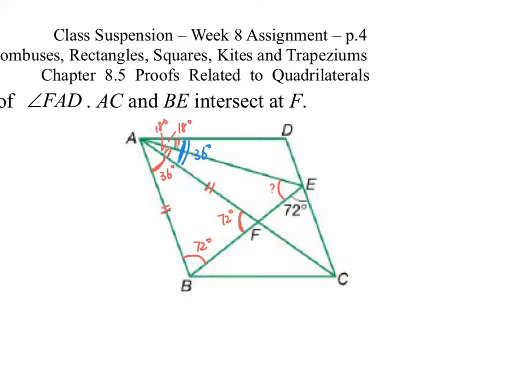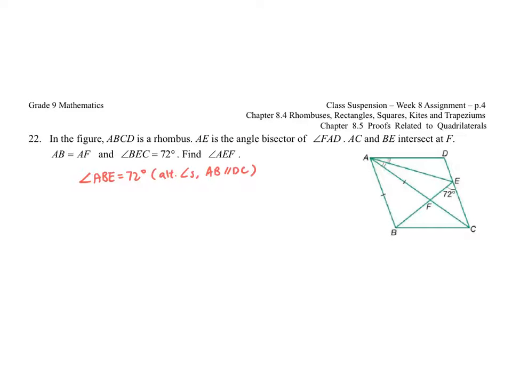After that, you can find out the question mark easily because you have angle sum of triangle: 72, 36, 18, adding the question mark, you get 180 degrees. So this is the analysis of this question, and I believe you can write the steps easily. First step is to write alternate angles, AB parallel to DC. Secondly, you can claim base angles of isosceles triangle after you write AB equals AF, given.